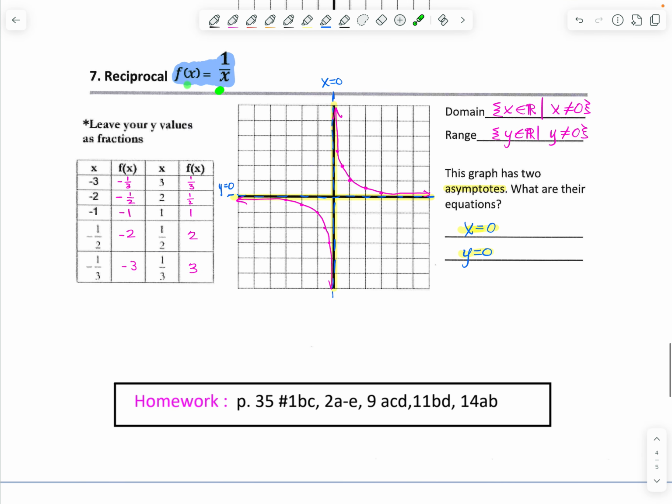This right here is the homework from the Nelson Functions 11 textbook. Go ahead and have a go at that.